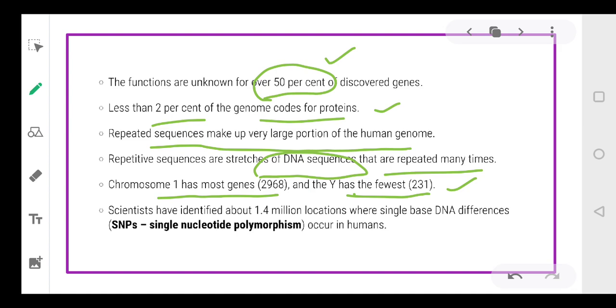And the people who are working on the Human Genome Project have identified 1.4 million locations, 1.4 million places where a single DNA difference occurs. Just imagine, 99.9% of our genome is the same in everybody, right? We all human beings have 99.9% of the genes the same, and there are 1.4 million locations where we differ from each other by a single base pair. Just imagine this, and we call it single nucleotide polymorphism.